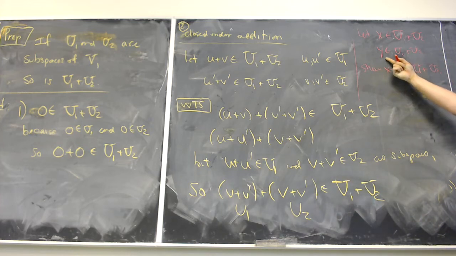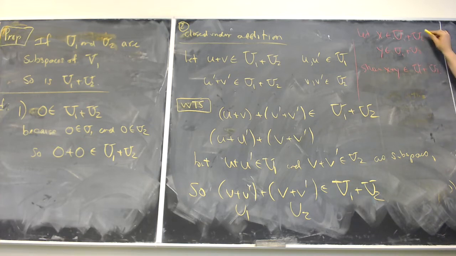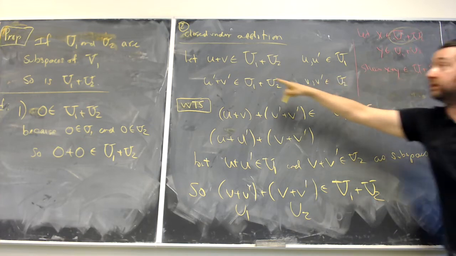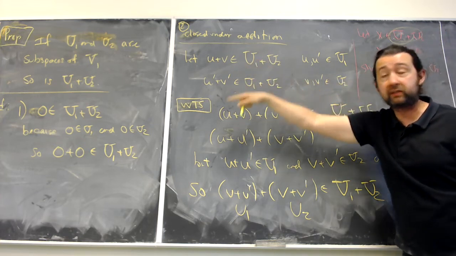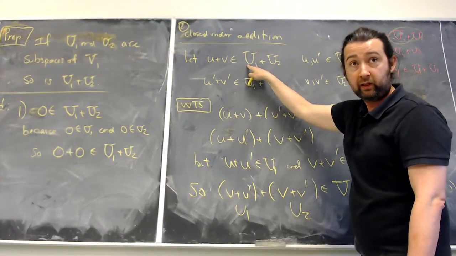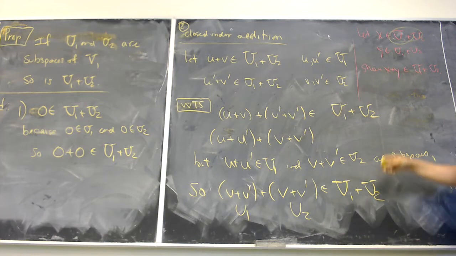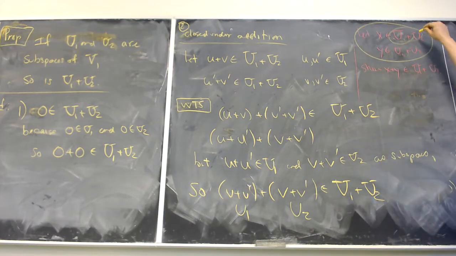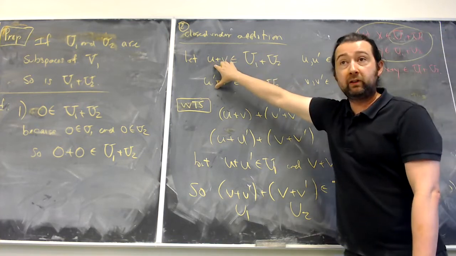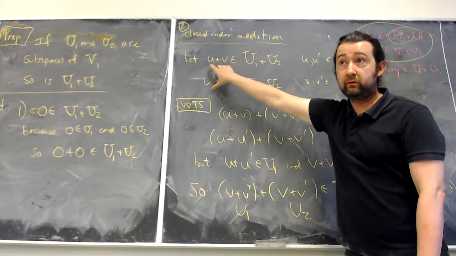But I can say more than just x and y, because I know what the structure of everything in here is. Everything in the set sum must have a piece that came from part one and a piece that came from part two added together. So what I'm saying is, I picked two random elements from the space, but they must be able to be written like this because they're set sums.